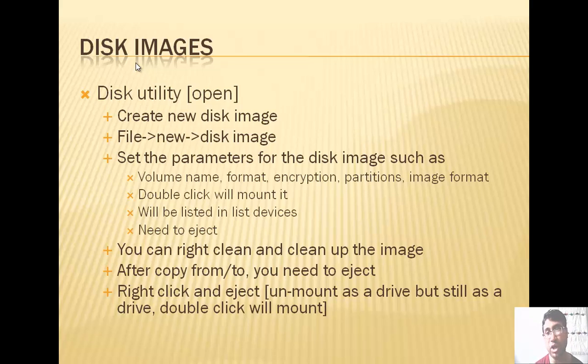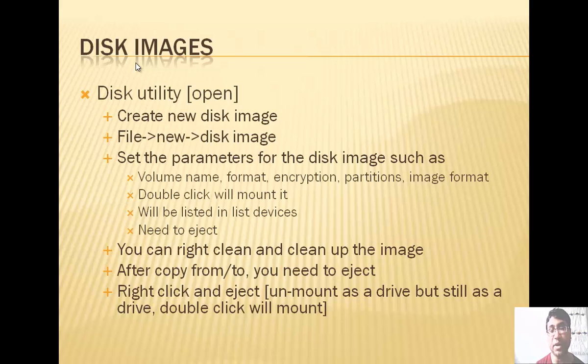and you can set the parameters for the disk image: the name of the volume, and what kind of file system format you want. Do you want any encryption of the data? You will put in there, and the image format, all those things. After you save and create it, if you double click it, it will mount. It will be part of your file system, and you can browse it in the hard drive by going into the Macintosh hard drive, and it will also be listed in the list of devices. I think it will be treated as a hard disk device, and you can eject it.